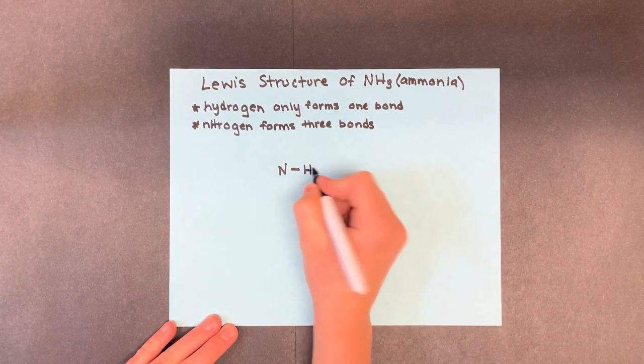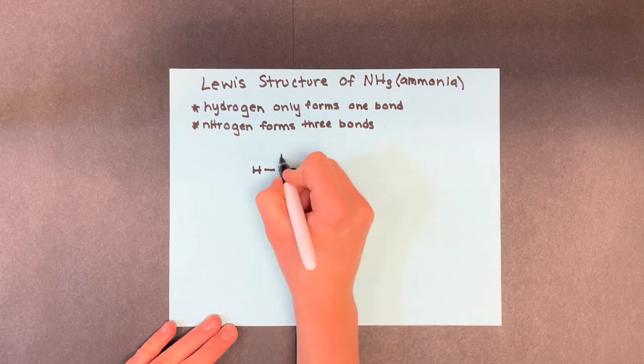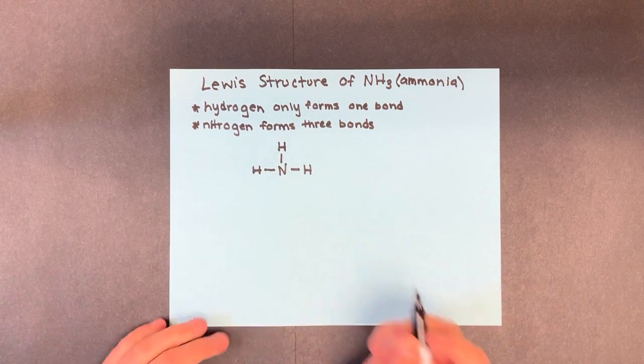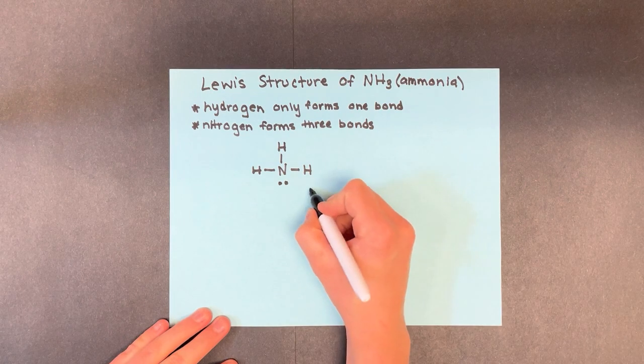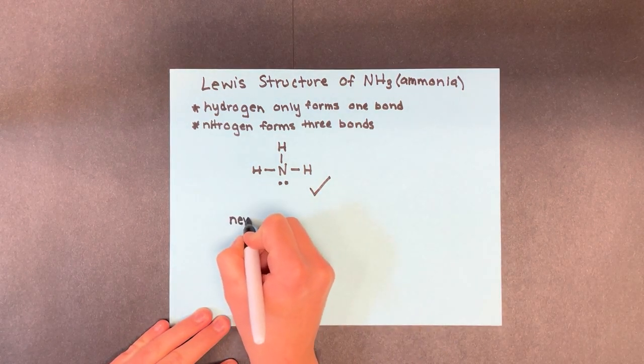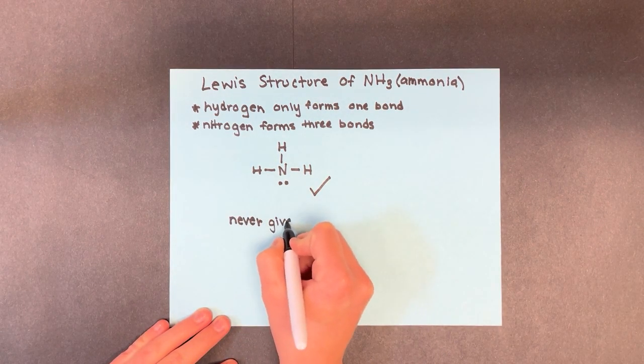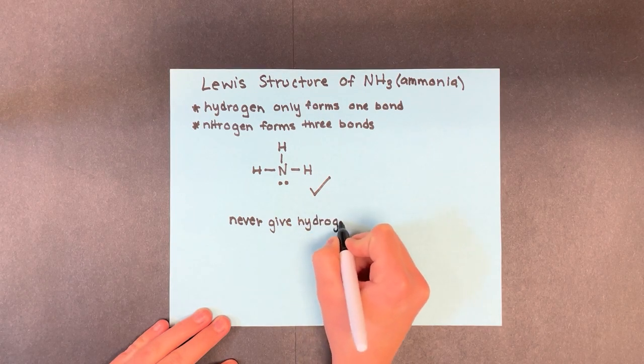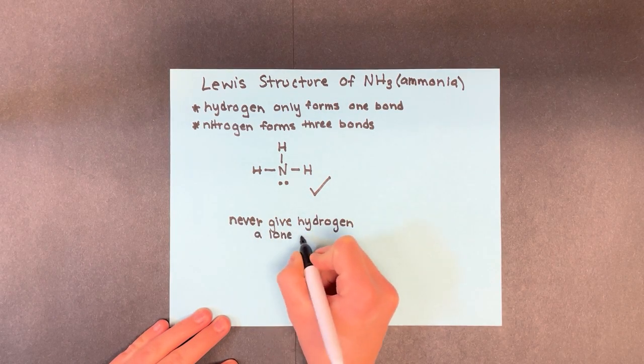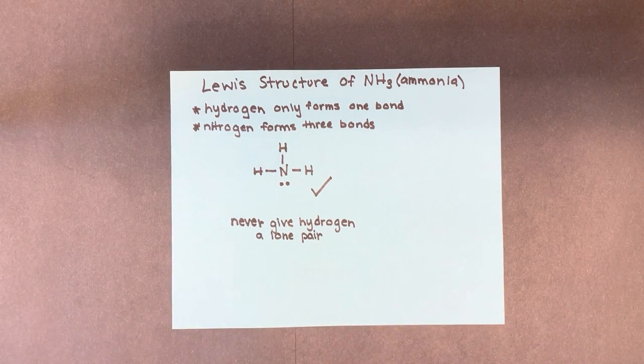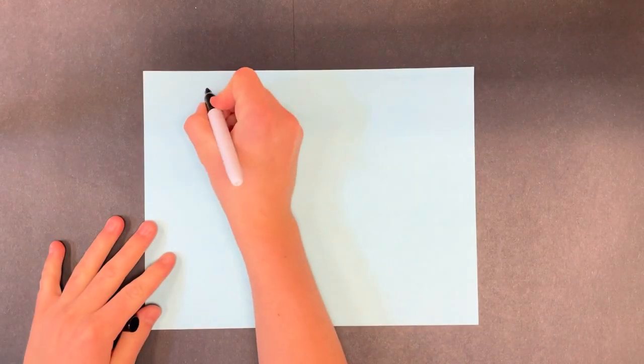Now we're going to put nitrogen in the middle and draw single bonds to each hydrogen. As nitrogen still has two more valence electrons, we're going to put them as a lone pair on the molecule. Never give a hydrogen a lone pair, as it only wants two valence electrons.